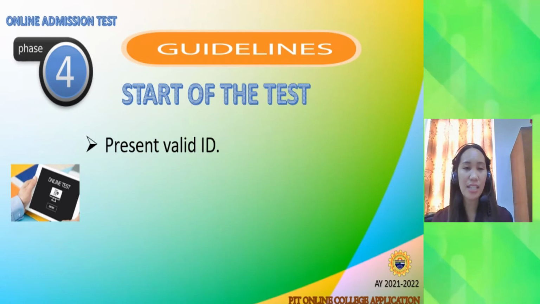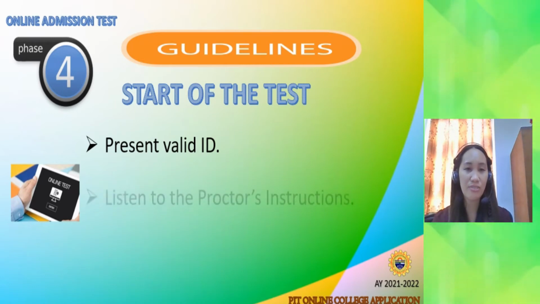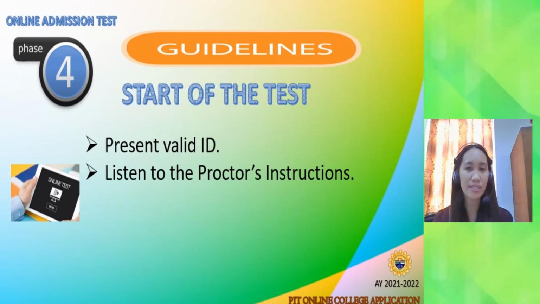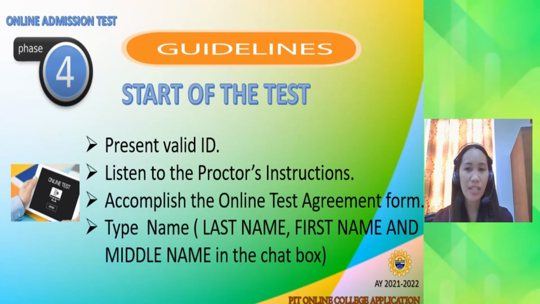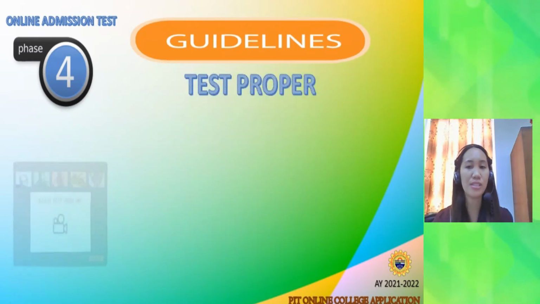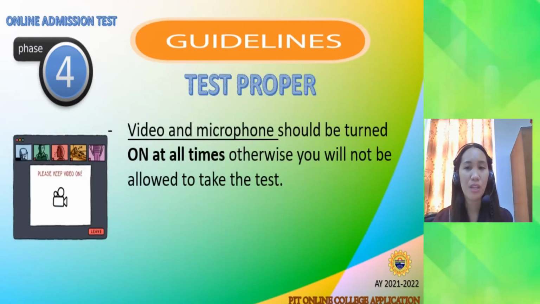At the start of the test, you are required to present your valid ID for us to identify that it is really you who are taking the test and not somebody else. You have to listen to the proctor's instructions and accomplish the online test agreement form. Okay, also you have to type your name on the chat box in this format: last name, first name, and middle name.